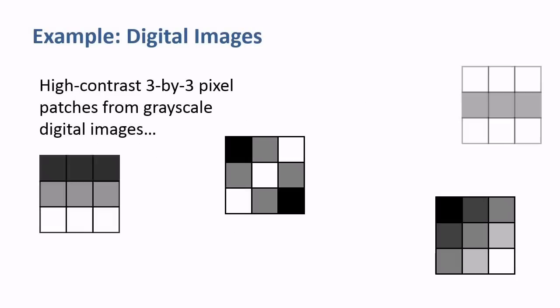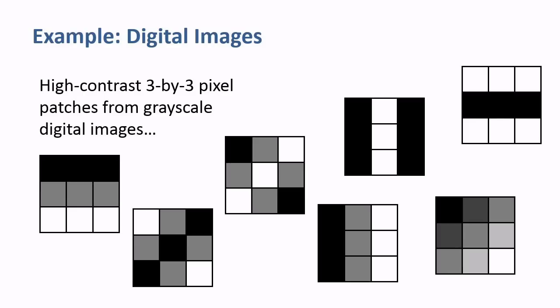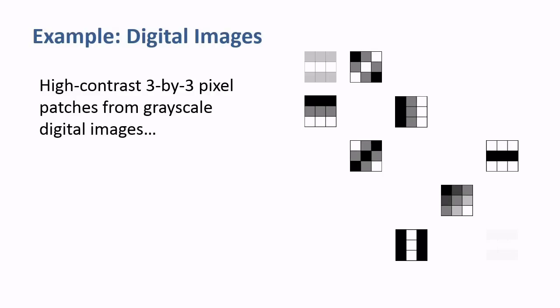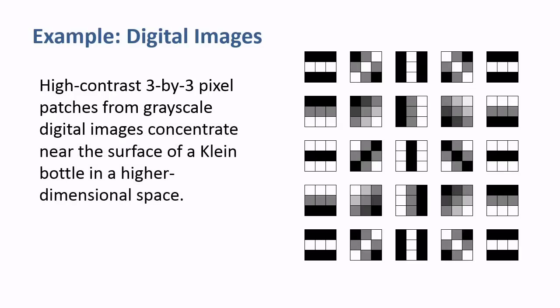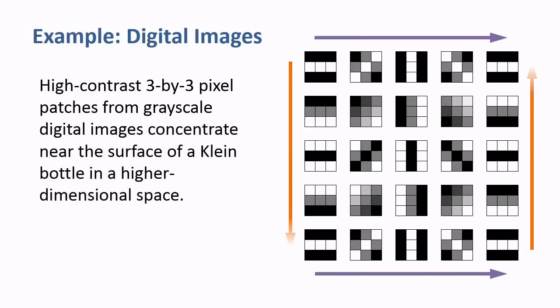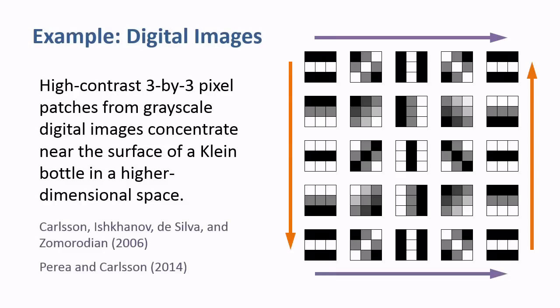Persistent homology has been applied to various problems. For example, Carlsson and others studied the collection of high-contrast patches, 3 by 3 pixels in size, from a large set of grayscale photographs. Treating the patches as 9-dimensional vectors and applying persistent homology, they found that the resulting point cloud was close to the surface of a Klein bottle embedded in a higher dimensional space. This observation is useful for image recognition applications.